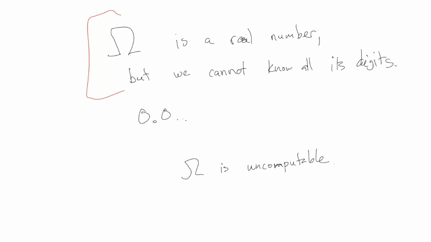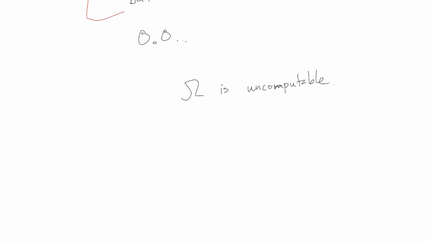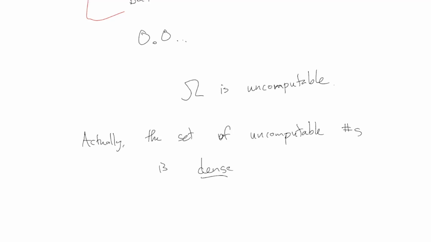And in fact, if you know a little real analysis, if you don't know real analysis, this may not make sense. I will just say, actually, the set of uncomputable numbers, it's not just this omega which is an example of an uncomputable number. There are other uncomputable numbers. Actually, the set of uncomputable numbers is dense in R. If you recall from analysis, what that means is that, well, one thing it means is between any two real numbers, there exists one of these uncomputable numbers. They are kind of like the irrationals in this sense.